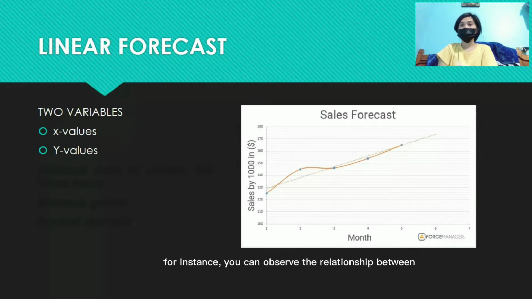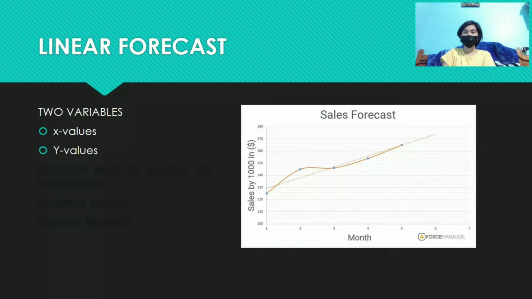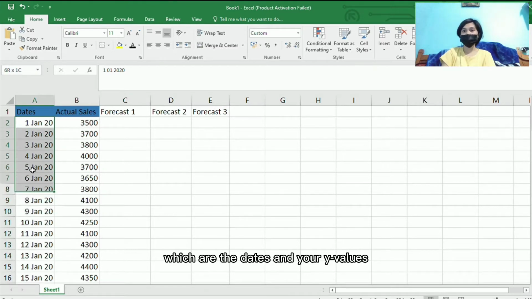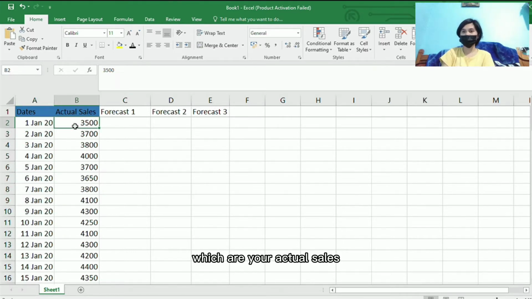For instance, you can observe the relationship between a direct email campaign and sales across a specific time frame. Once you map the relationship between two variables in Excel, you can use the forecast function to predict revenue. This is how you forecast in Excel. First, you will input your X values, which are the dates, and your Y values, which are your actual sales.